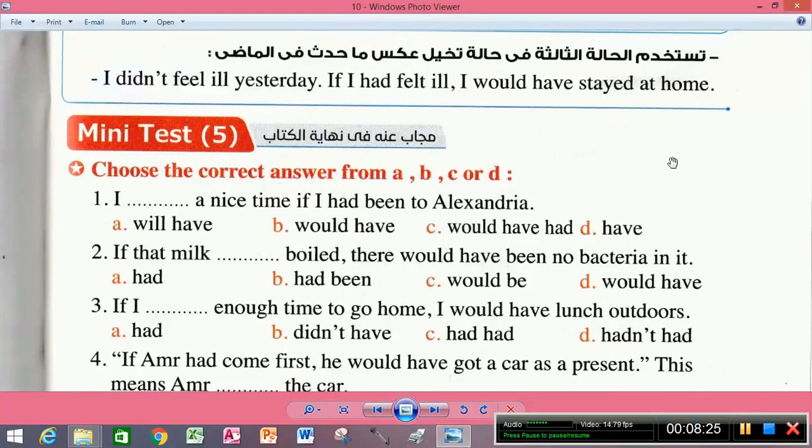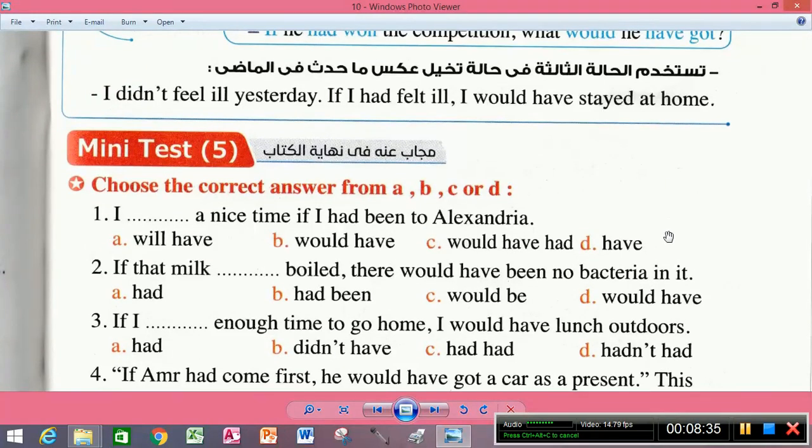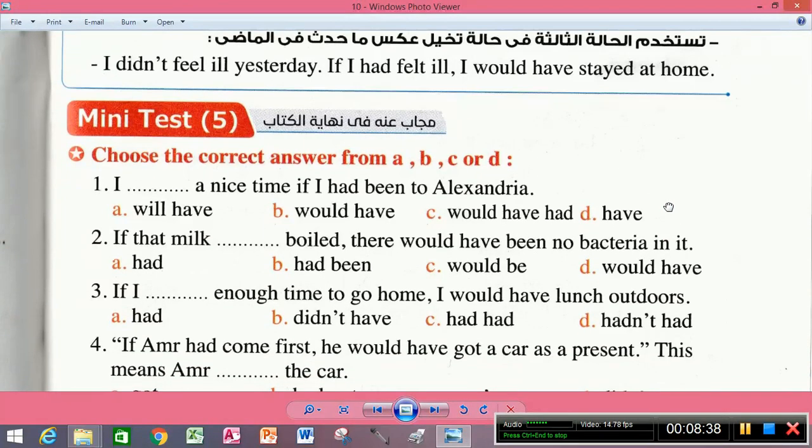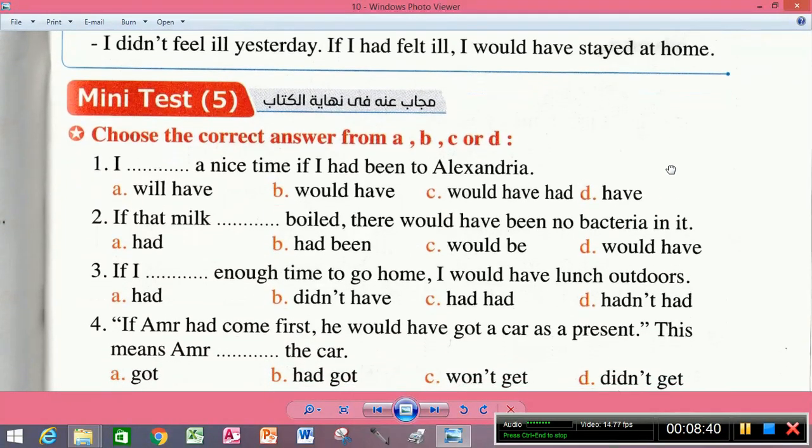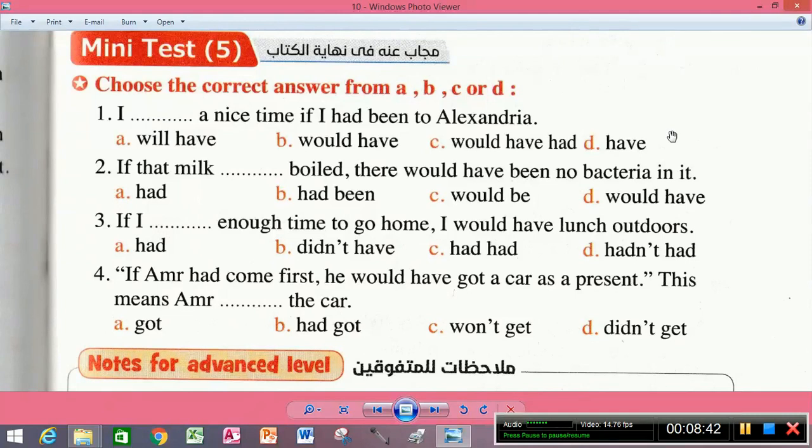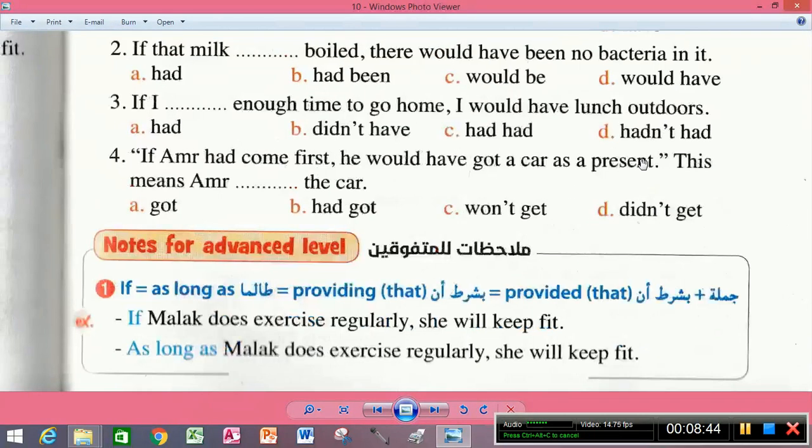I didn't feel ill yesterday. If I had felt ill, actually I didn't. Now I am imagining that if I had felt ill, I would have stayed at home. So I am imagining a different case. I am imagining what, guys? A different case. Okay, let's look at this note.